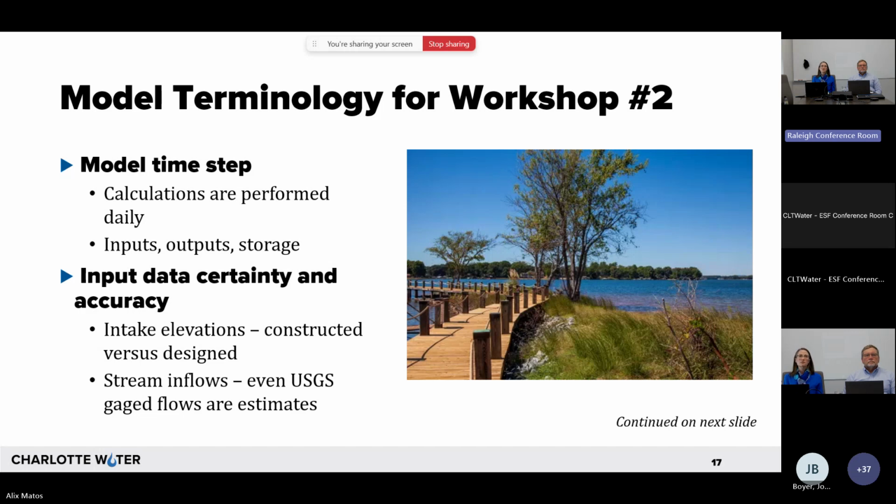We'll also talk about data input certainty and accuracy, and that's where we're making sure that the model inputs that Tom walked through are accurate, that we're giving the model accurate information. So for example, HDR spent a lot of effort making sure that the intake elevations were accurate as constructed and not just what was on an older design plan. The USGS gauged flows are also estimates. They're usually considered accurate to within about 10 to 15% and not exact values.